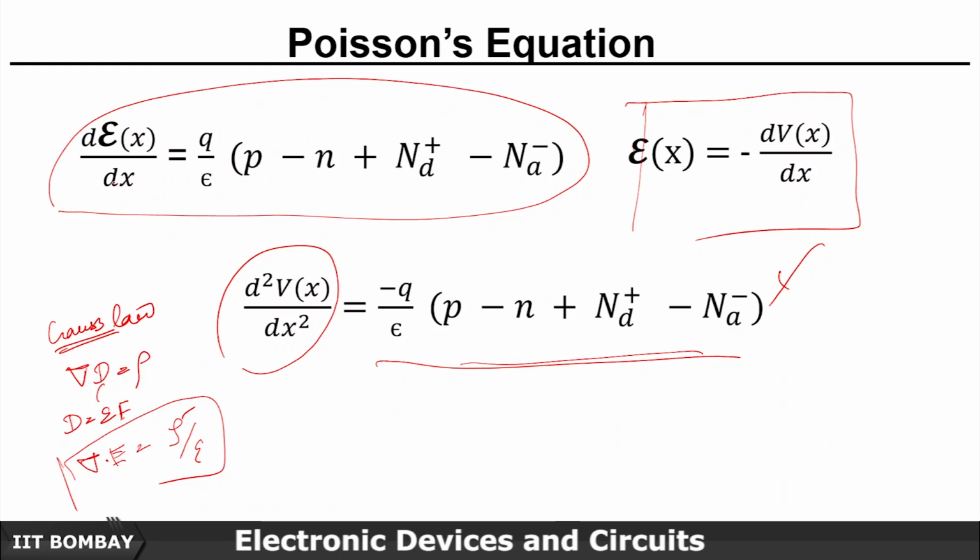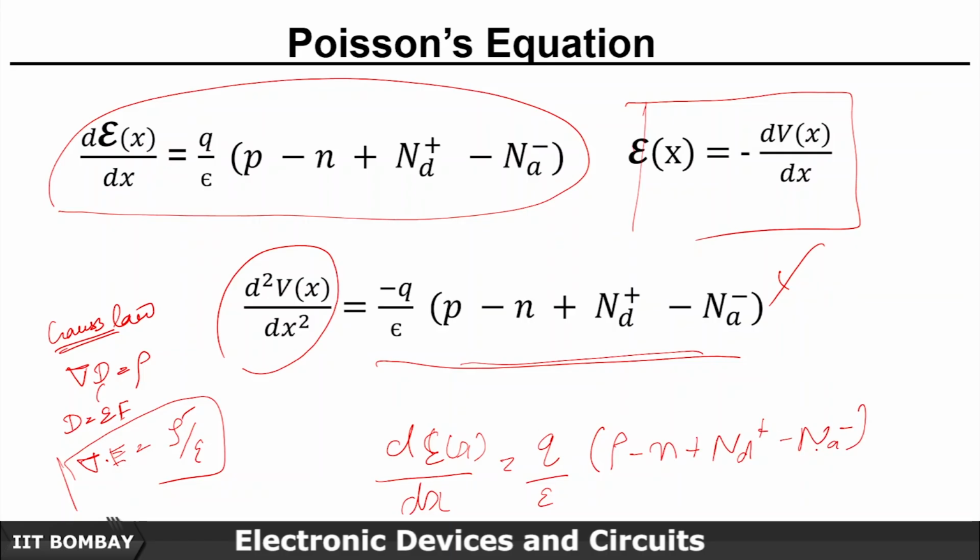For example, if you just want to calculate the electric field, the derivative of electric field is equal to q by epsilon times (p minus n plus Nd minus Na). So these are the total charge. In case it is just an n-type semiconductor, you can ignore other charges. So this way we can calculate the electric field profile once we have the charge distribution.